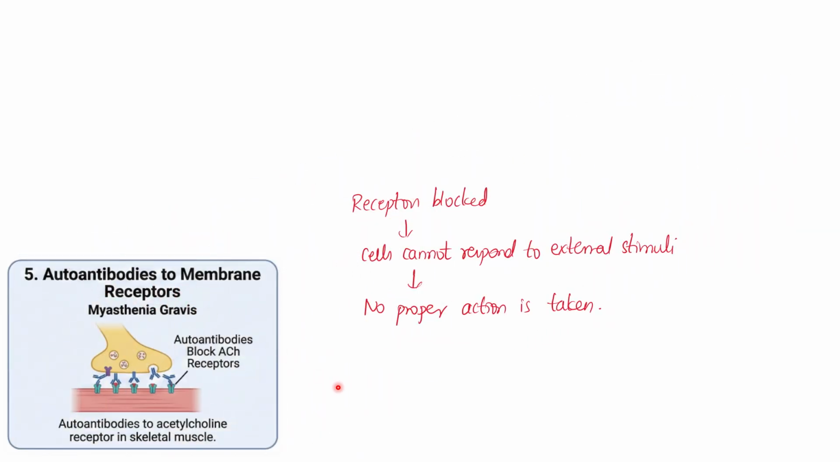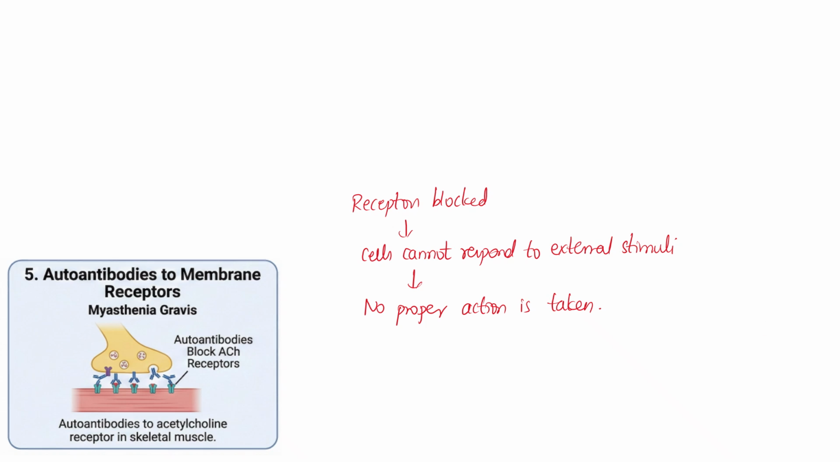Then autoantibodies to the membrane receptors. In the previous case, the membrane receptors are not functioning at all. Here, the membrane receptors are functioning, but the body is producing autoantibodies, antibodies against its own cells, blocking the receptors. Because of that, the substance, the neurotransmitter, when released, is not able to bind to the receptor, and because of that cell signaling is not happening.